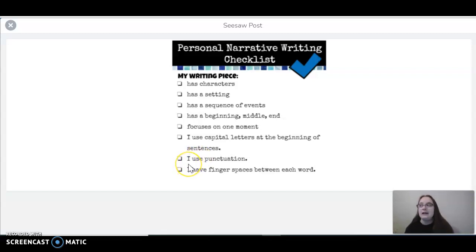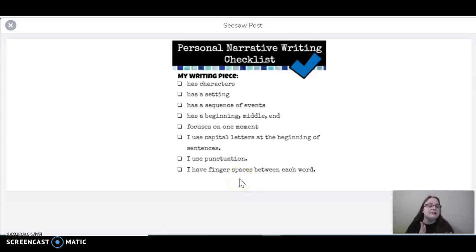The second one for the editing piece is that I use punctuation. So do you have a period, question mark, or exclamation mark at the end of every sentence? And the last one is super, super, super important.